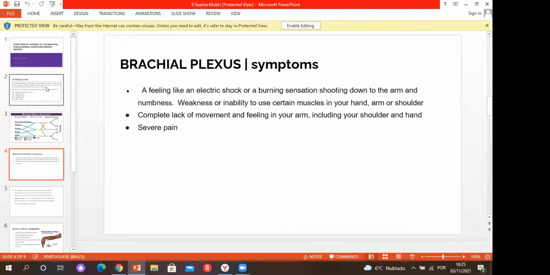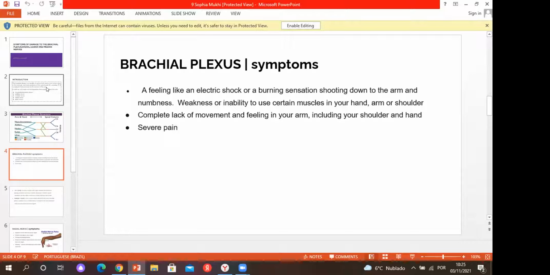Okay, here is about brachial plexus symptoms. When there is a lesion of the brachial plexus or damage of the nerve due to certain causes, like medical trauma, maybe damage by an injection or a nerve being cut during a surgical procedure, it might cause some symptoms on the arm, like a feeling like an electric shock or a burning sensation shooting down the arm, and numbness.